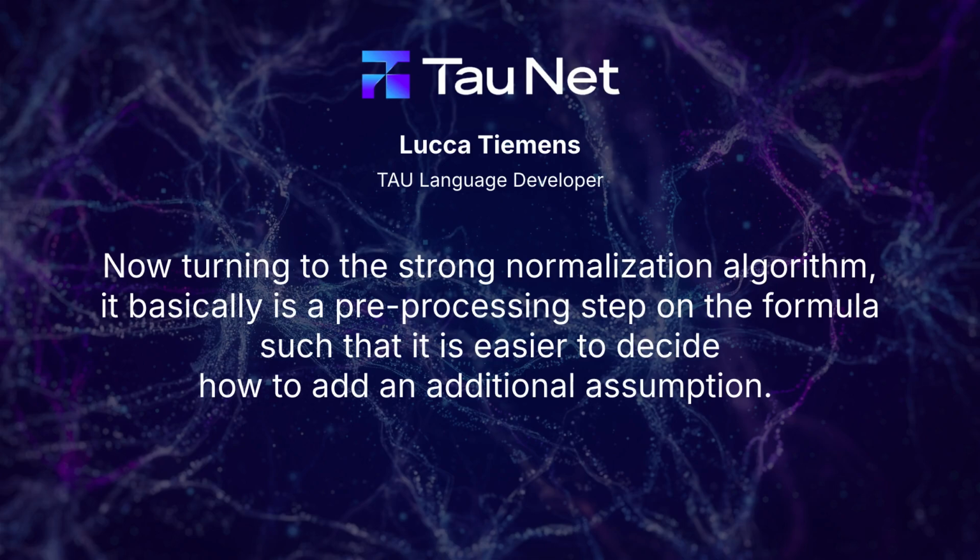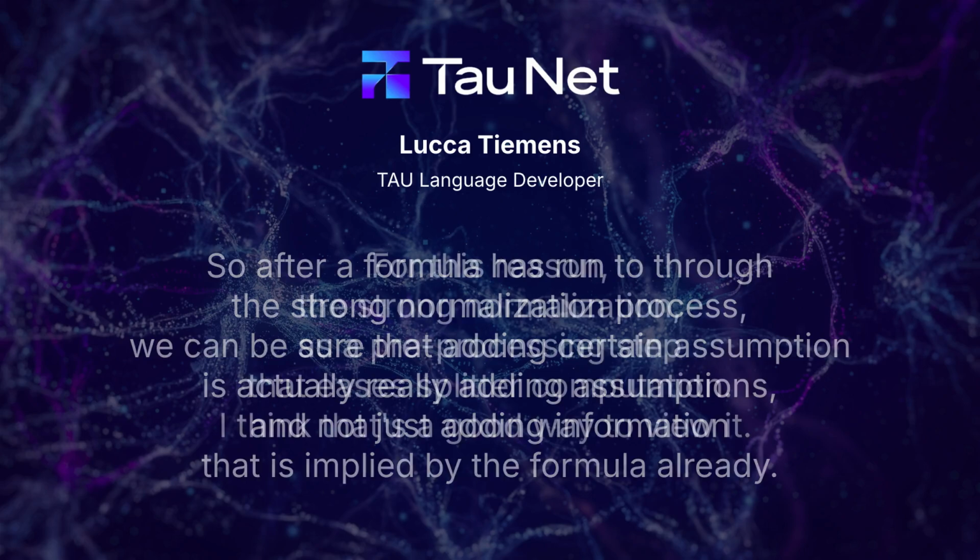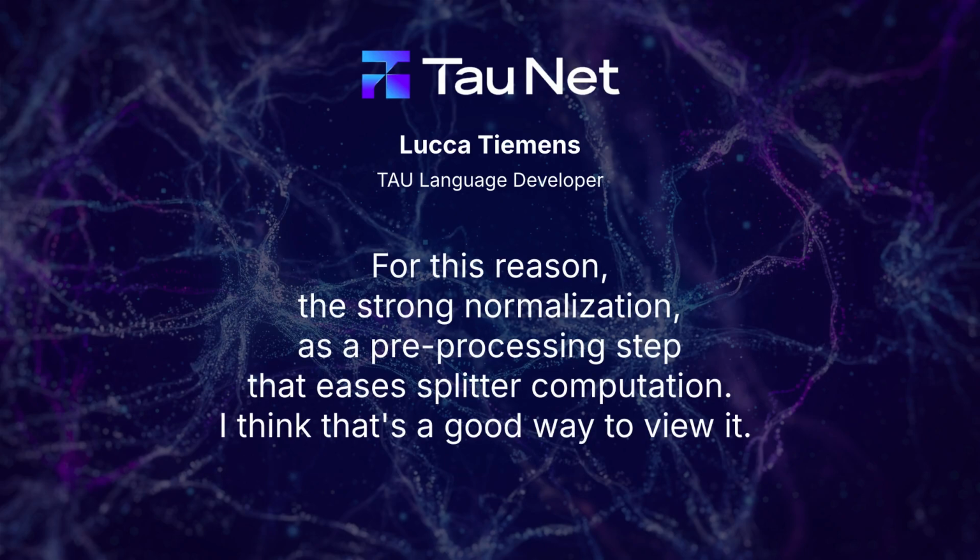Now turning to the strong normalization algorithm, it basically is a pre-processing step on the formula such that it is easier to decide how to add an additional assumption. So after a formula has run through the strong normalization process, we can be sure that adding a certain assumption is actually really adding assumptions and not just adding information that is implied by the formula already. For this reason, the strong normalization is a pre-processing step that eases splitter computation. I think that's a good way to view it.